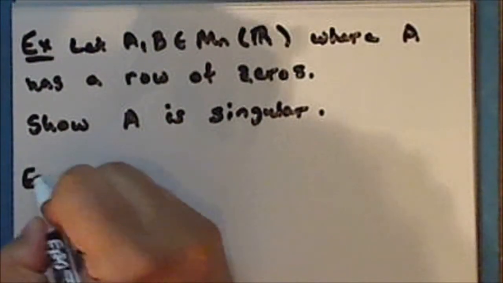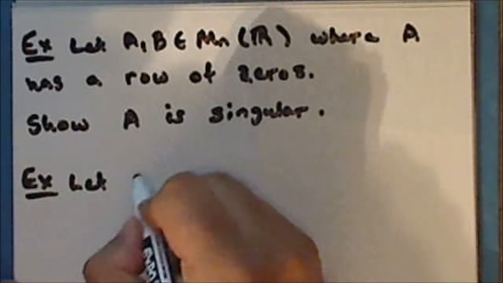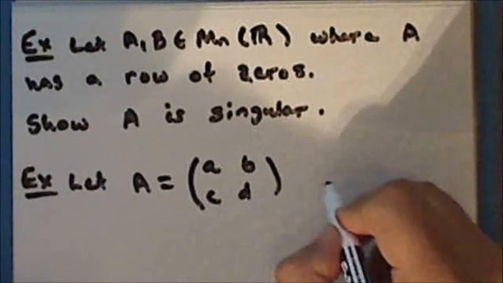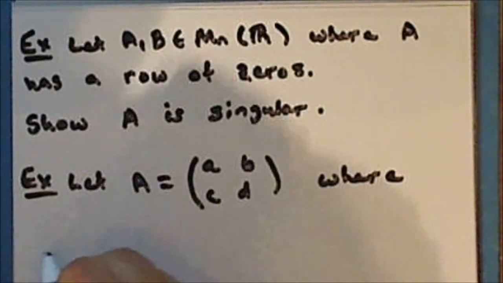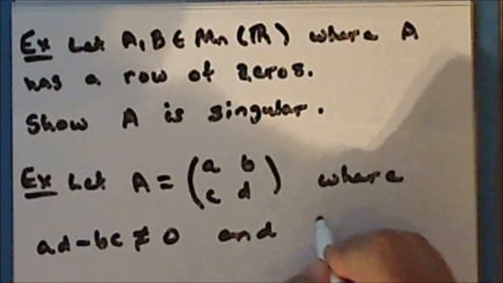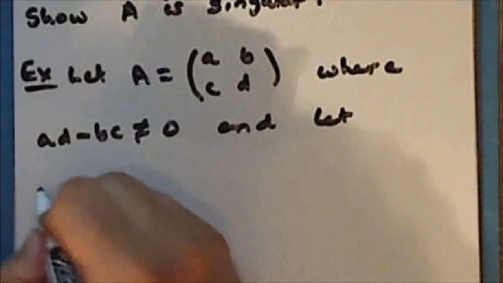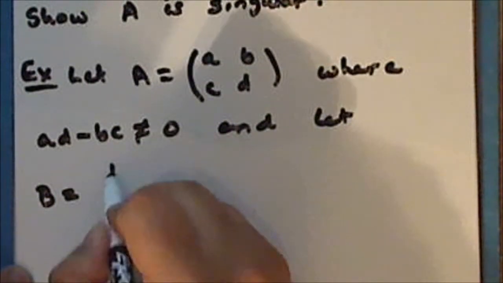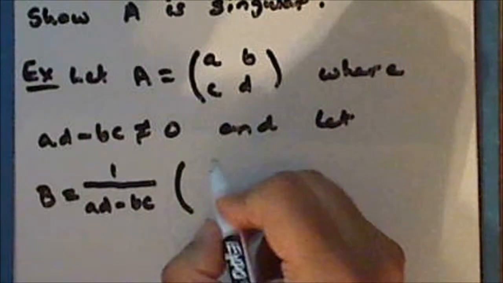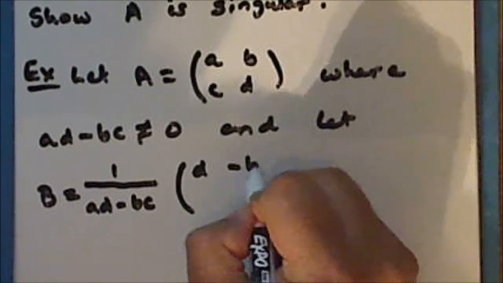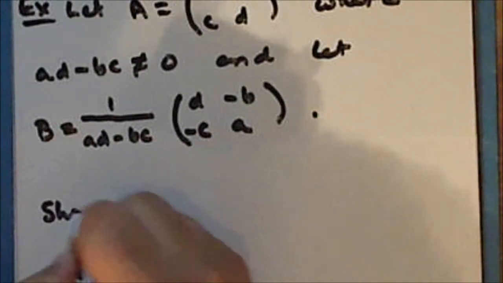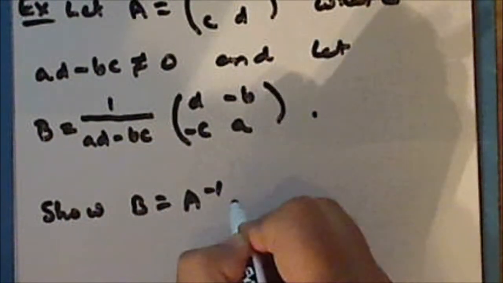And as a second exercise, let A be the 2 by 2 matrix with rows (a, b) and (c, d), where the difference of products a times d minus b times c is not 0, and let the matrix B be the scalar multiple 1 divided by a times d minus b times c times the matrix with rows (d, negative b) and (negative c, a). Show that the matrix B is the inverse of the matrix A.